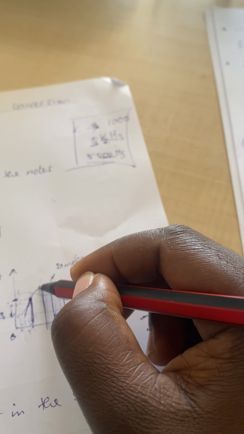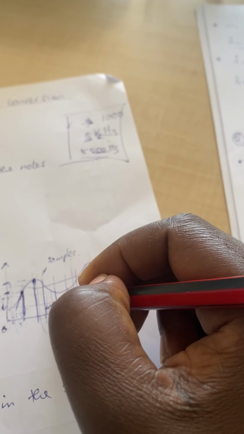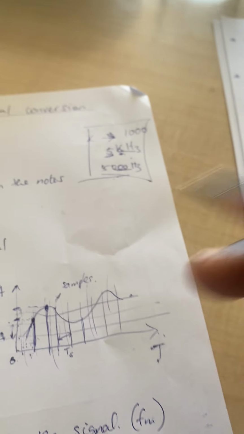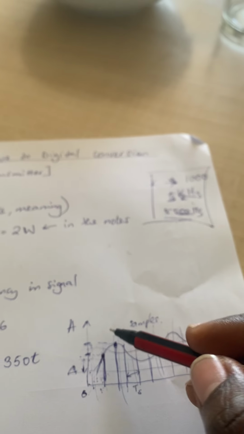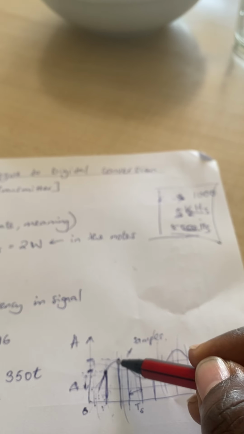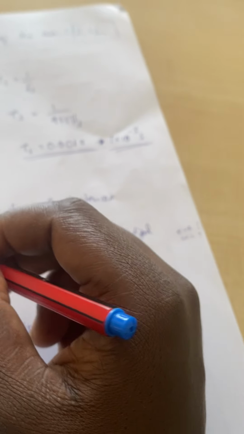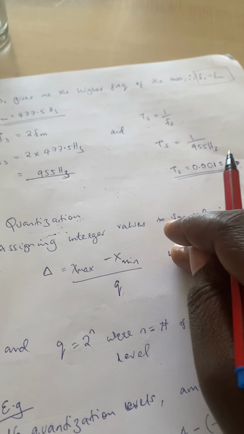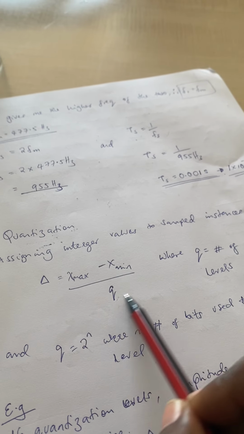Here we also want to find the amplitude of the next sample, so we need to know all the amplitudes of each sample. So we are assigning integer values to each sample. That's what we are doing under quantization. And under quantization, again, we have some formulas here.